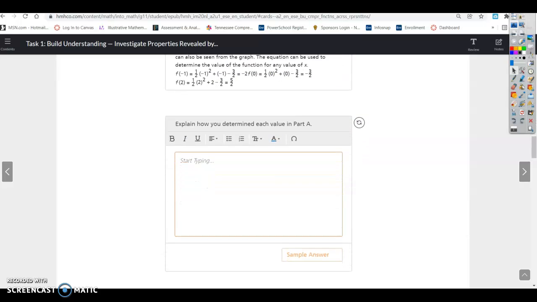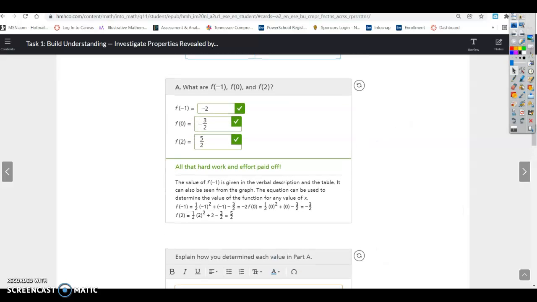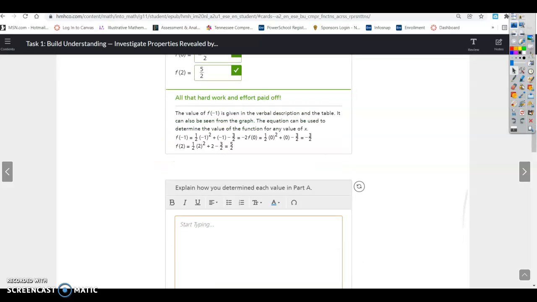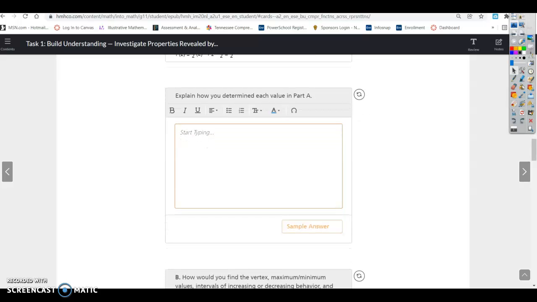It says explain how to determine each value in part A. Anytime you have an equation, you can plug these in. But because we had the different representations, it was easy to find at least one of these from the verbal description, and it was easy to check this one to make sure it looked correct by using the graph to identify those points as well. So, different ways to use each part of that.